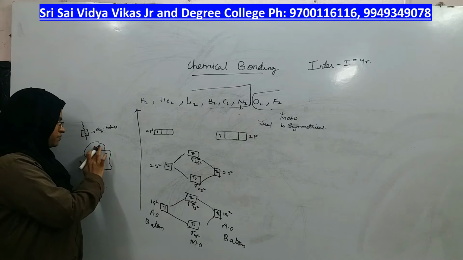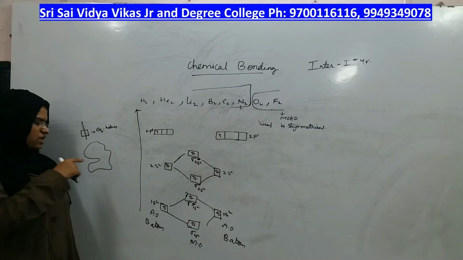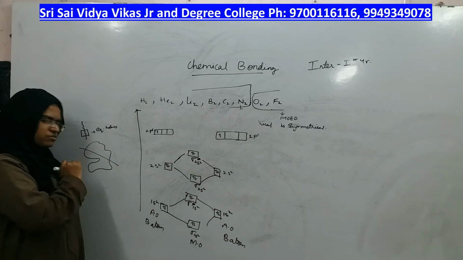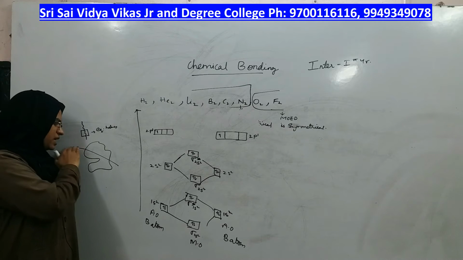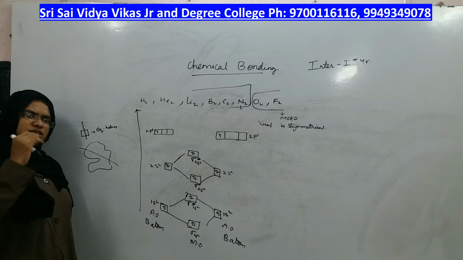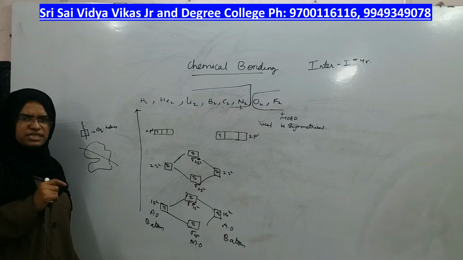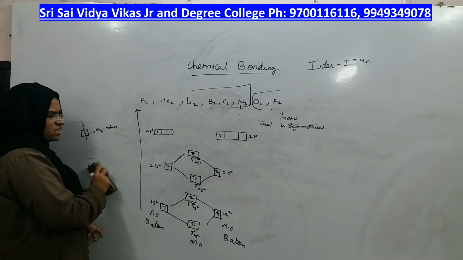Suppose this is the shape. Can you cut this shape into 2 equal halves? No, they are not equal halves. Exactly in the middle if you cut, still you will not get 2 equal halves. That shape is called unsymmetrical, right? It cannot be divided into 2 equal halves, that is unsymmetrical.